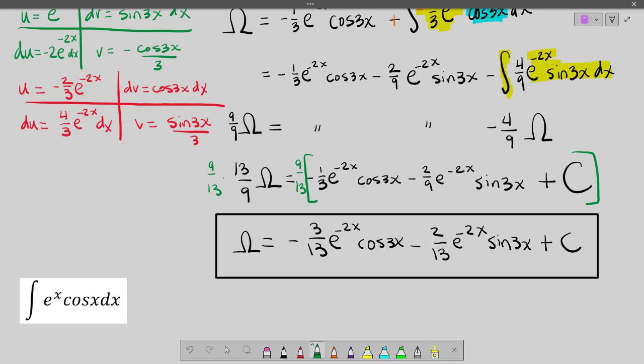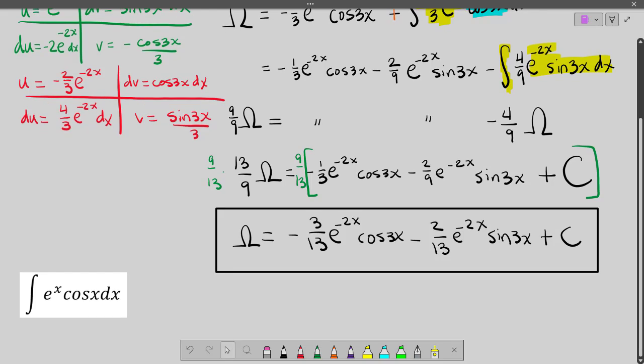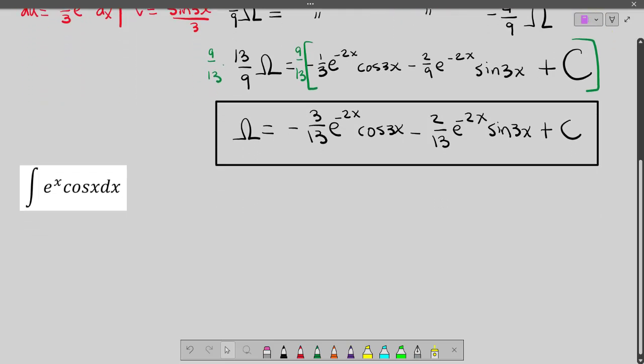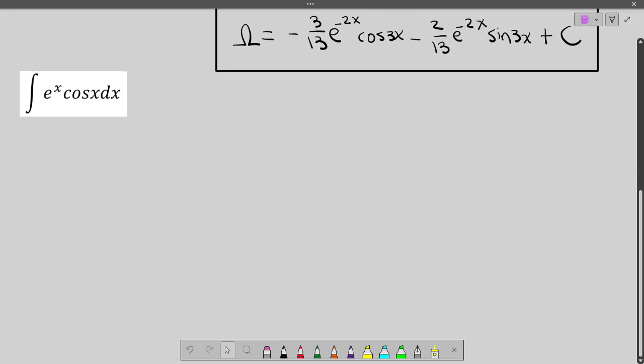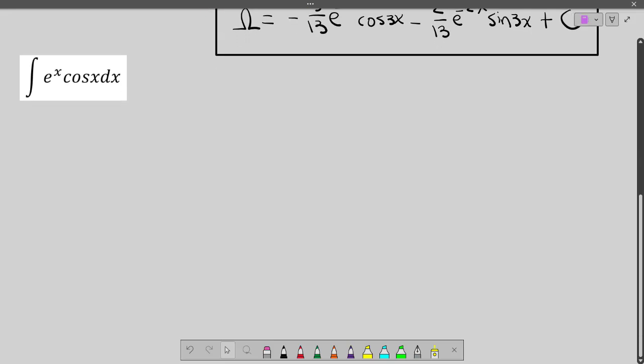Okay. This one is for you to try. I took away all the extra coefficient garbage because you can just sort of feel the process without thinking about all the arithmetic. So you all start on this one. And let's see if you can add a twist to your integration by parts.